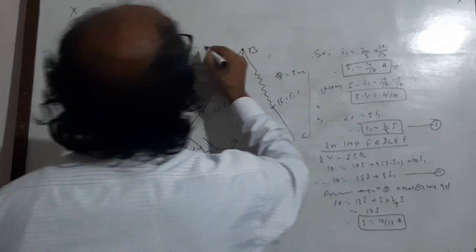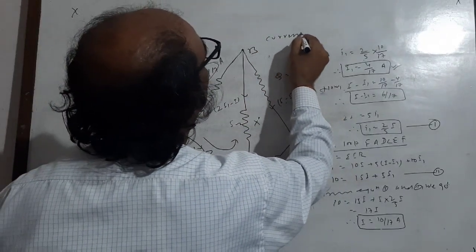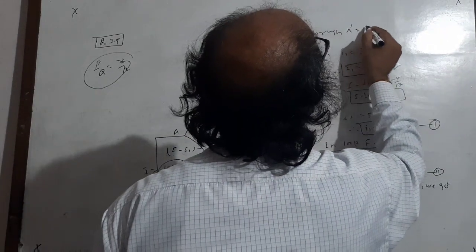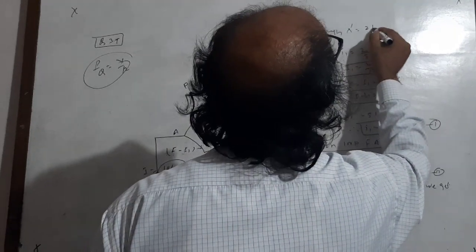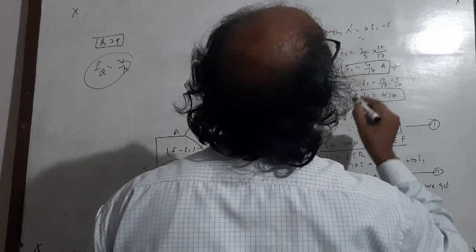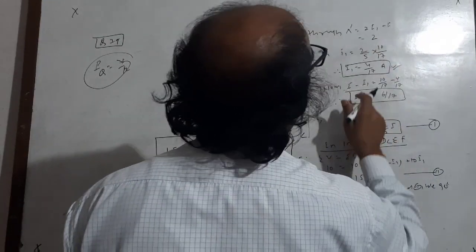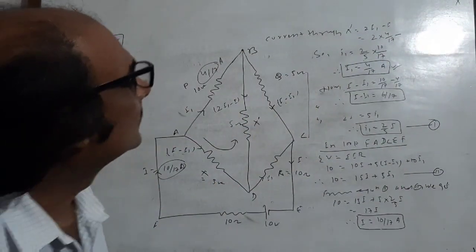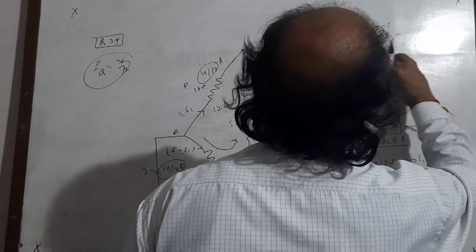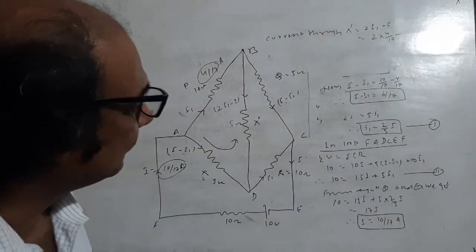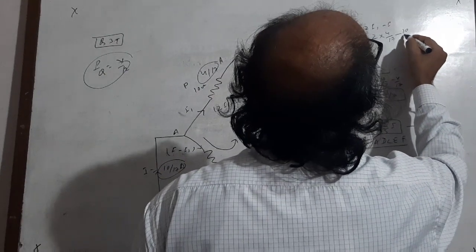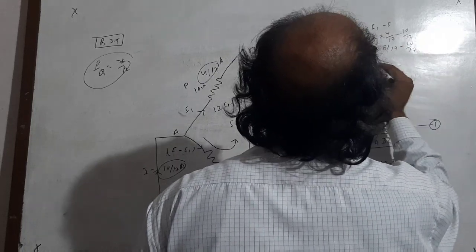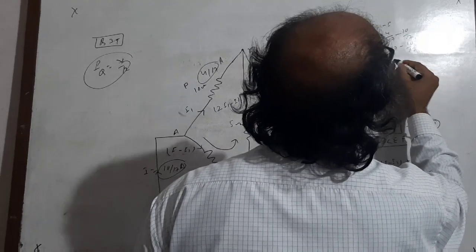And current through BD, current through X dash equal to 2I1 minus I, and 2I1 means 2 into 4 by 17 minus I, so I equal to 10 by 17. 8 by 17 minus 10 by 17, and lastly the current through X dash is equal to minus 2 by 17.